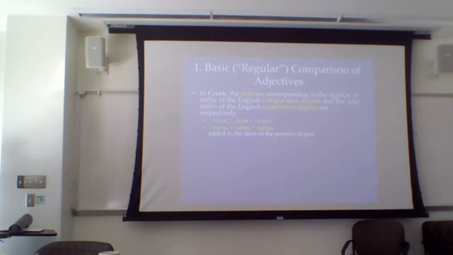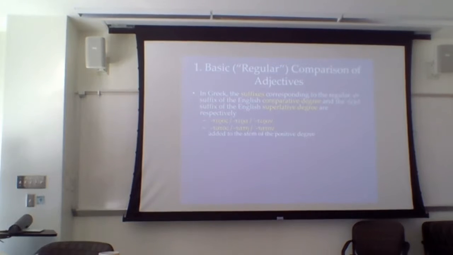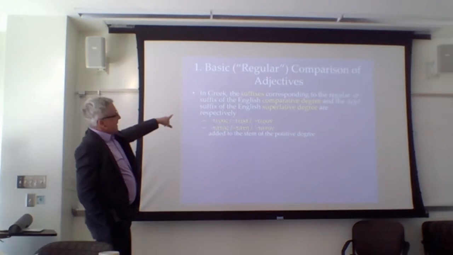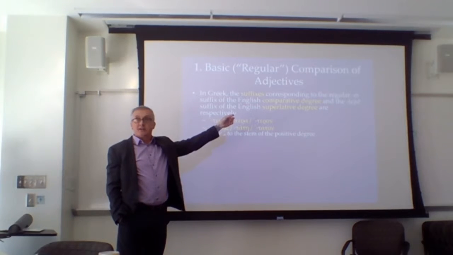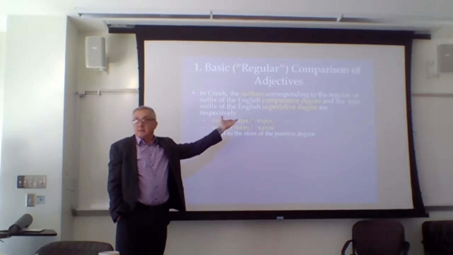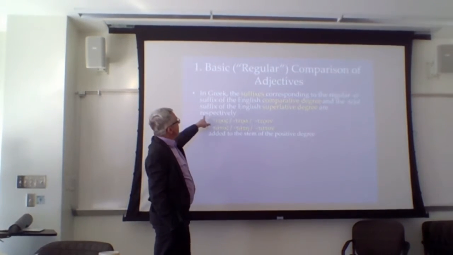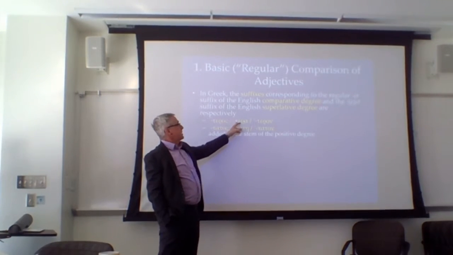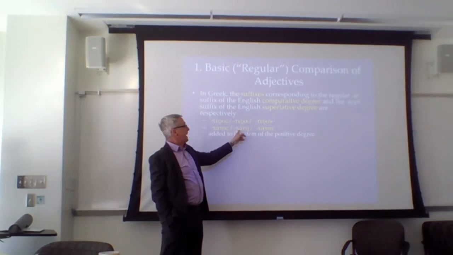All right, so regular, or basic comparison of adjectives is this one. And this is going to look familiar to the modern Greek speaker, but be prepared for the fact that in ancient Greek you're going to encounter forms that do not follow the rules you're accustomed to in modern Greek. So in Greek, suffixes corresponding to the ER ending, what we think of as a regular ending for a comparison in English, where we'll put ER on something to make it the comparative degree, and the EST ending in English, are the following. Teros, tera, teron, that's the comparative, and this is the superlative: tatos, tate, taton.